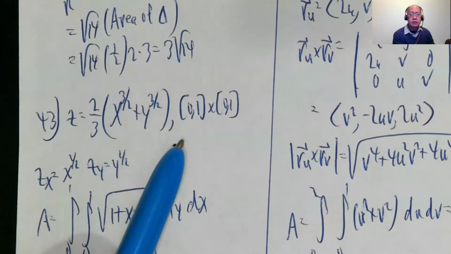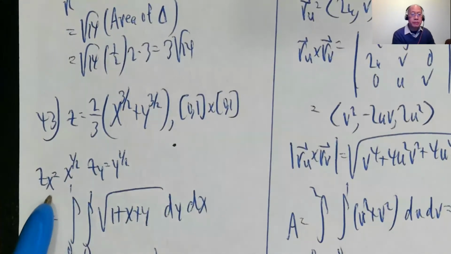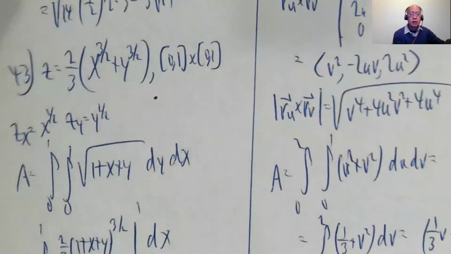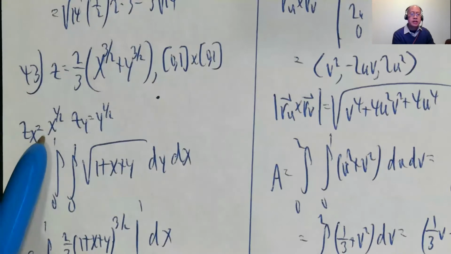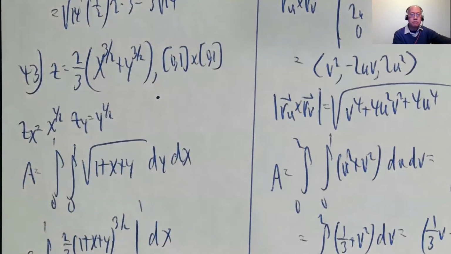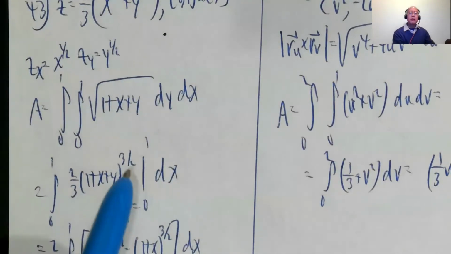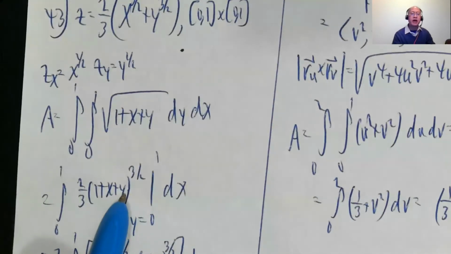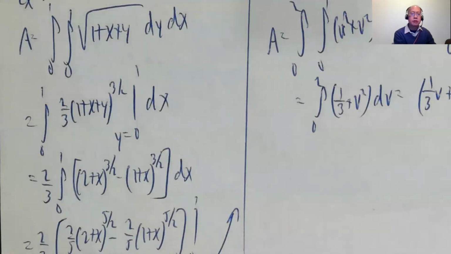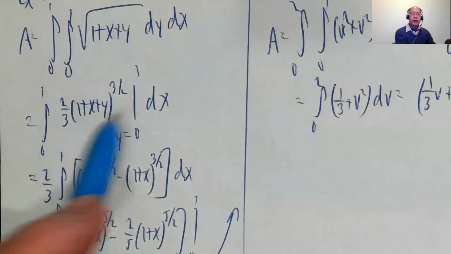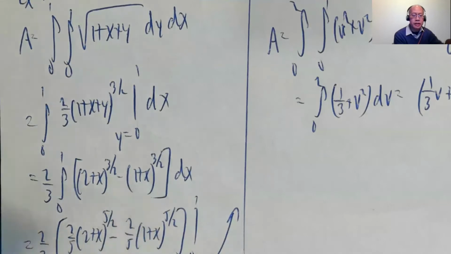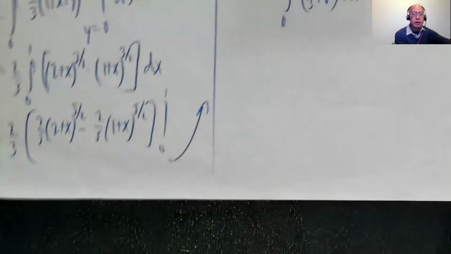43, z is that, 0, 1 cross 0, 1. So z sub x is x to the 1/2, z sub y is y to the 1/2. Double integral of 1 plus z sub x squared is just x, and square root of y squared is y. All right, so 1 plus x plus y to the 3/2 divided by 3/2 is times 2/3. Plug in y is 0, and y equals 1. Plug in y is 1, 2 plus x to the 3/2 minus plug in 0, 1 plus x to the 3/2. So it's a little bit clumsy.